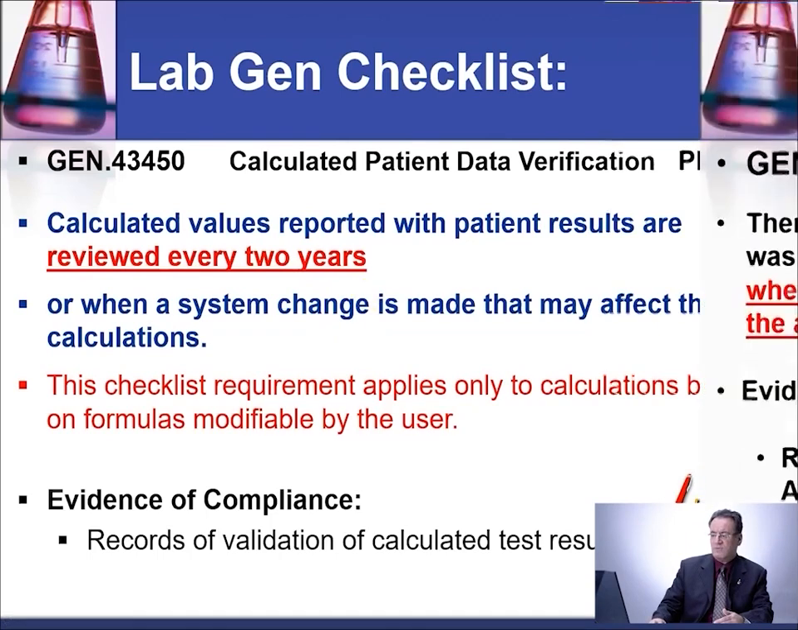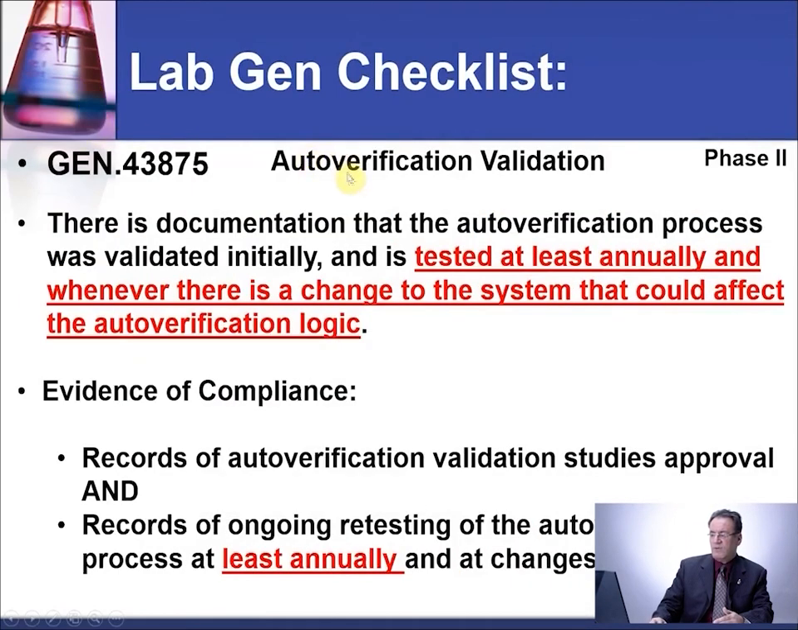Next, if you are doing auto verification reporting, auto verification means that you don't look at the results; all normal results will transfer from the instrument to the LIS system without anybody looking at them. That's what auto verification basically is. So initially you need to validate it, then at least annually or whenever there is a change, you need to make sure that that auto verification is still working. How do you do that?